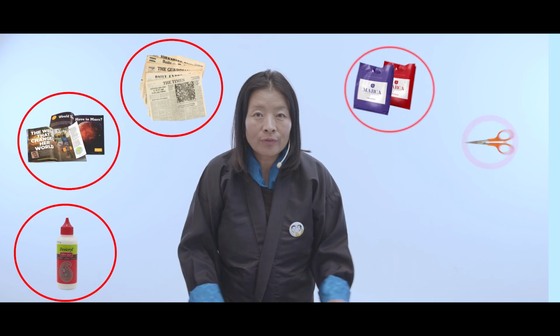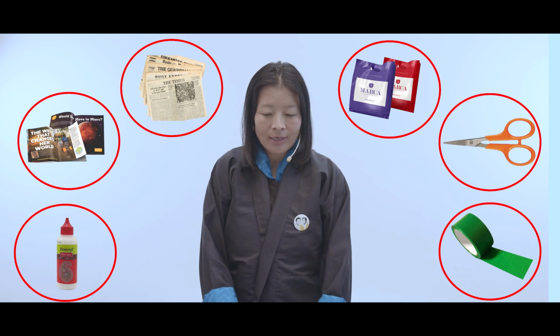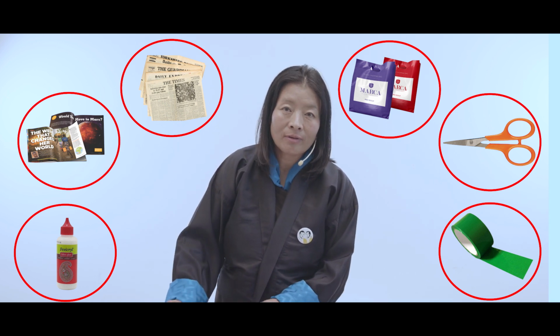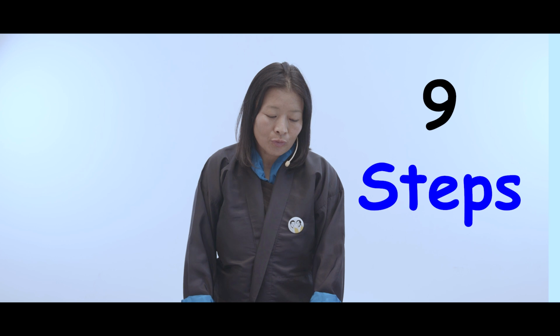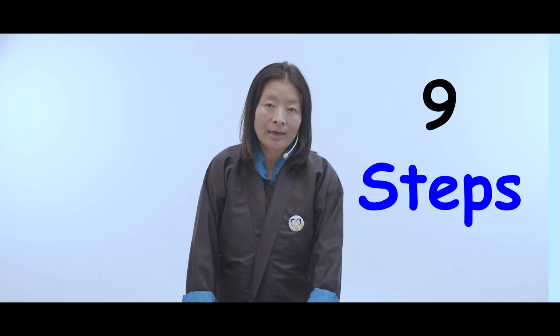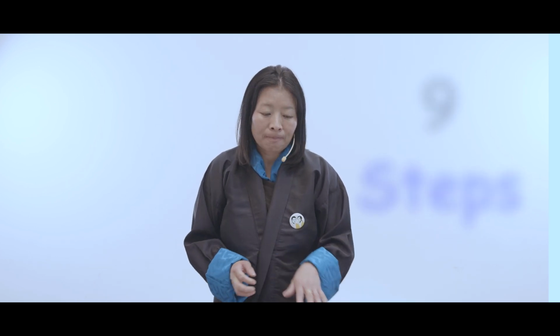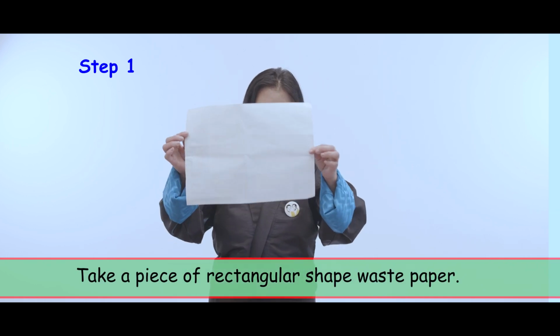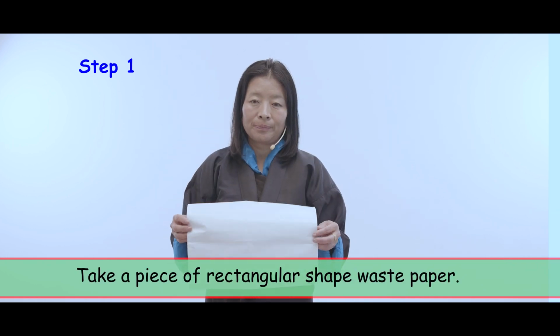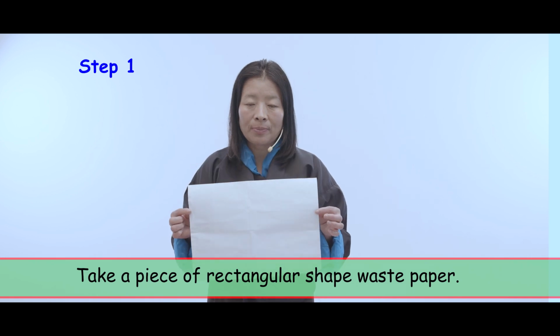Children, are you ready? Are you ready with the materials in front of you? Okay, then shall we start how to make the flower? For this we have 9 steps. We will go stepwise and then you will follow me. So step 1, you have to take a piece of rectangular shape waste paper. So this is rectangular shape paper.